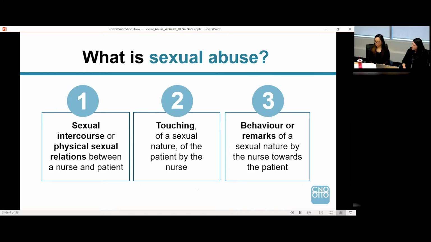In Ontario, there is zero tolerance for sexual abuse. Suspicion of sexual abuse is a mandatory report to CNO. In many cases, as required under the Regulated Health Professionals Act, a finding of sexual abuse results in a revocation of the nurse's certificate of registration.